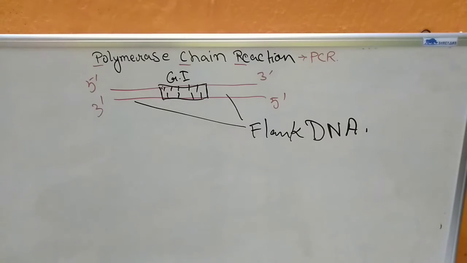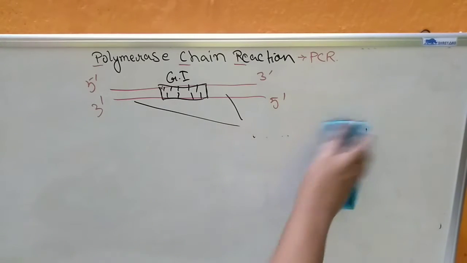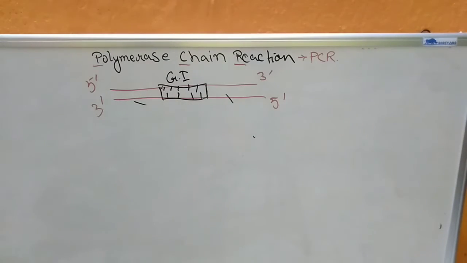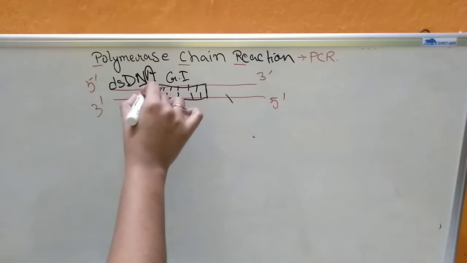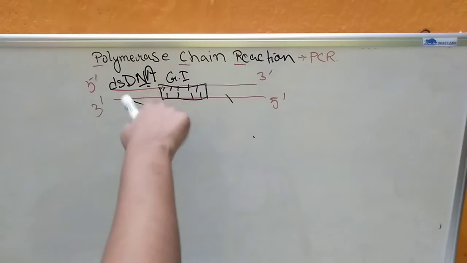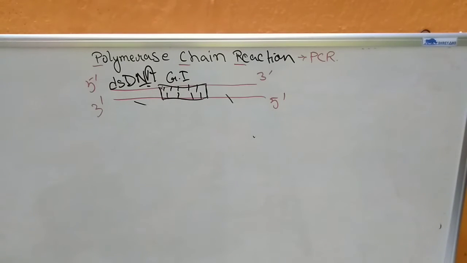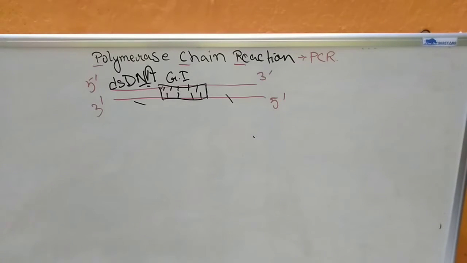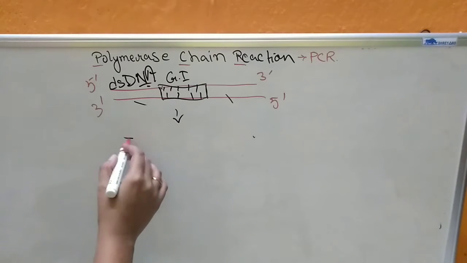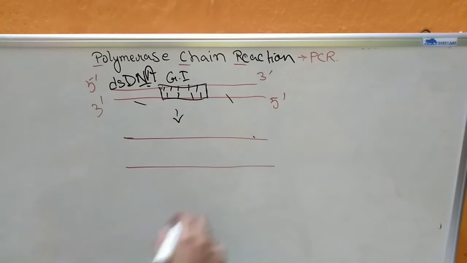Now the first step of PCR starts with a double-stranded DNA molecule. This is the double-stranded DNA molecule. If we want to multiply this DNA segment, that is the GI, we have to separate this double-stranded DNA structure into single-stranded DNA structure. So the first step will be the denaturation, or the unwinding of the double-stranded DNA, where the two strands separate out.